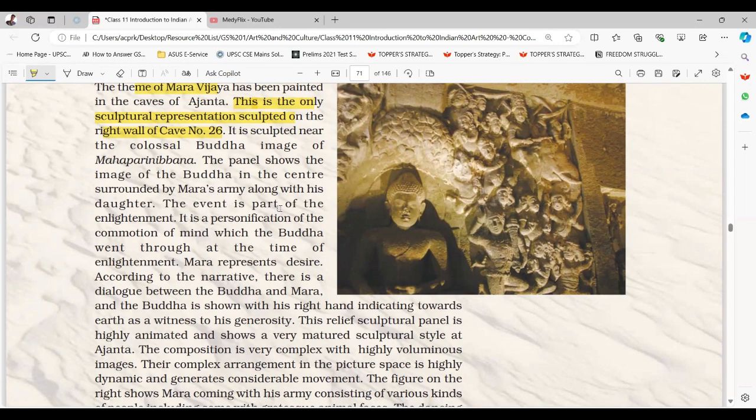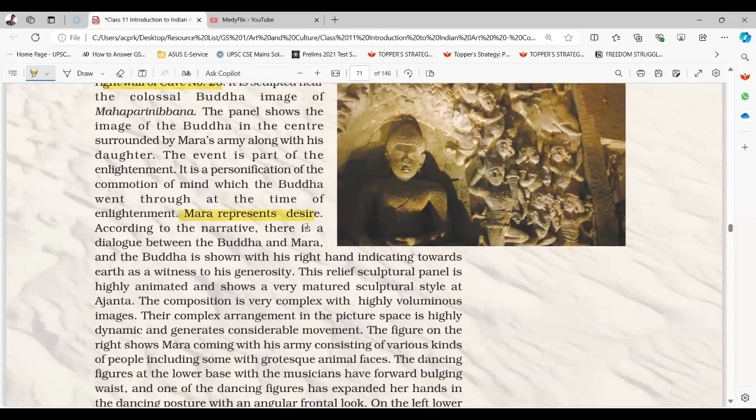The event is part of the Enlightenment. It is a personification of the commotion of mind which the Buddha went through at the time of Enlightenment. Mara represents desire. According to the narrative, there is a dialogue between Buddha and Mara, and the Buddha is shown with his right hand indicating towards earth as witness to his generosity.